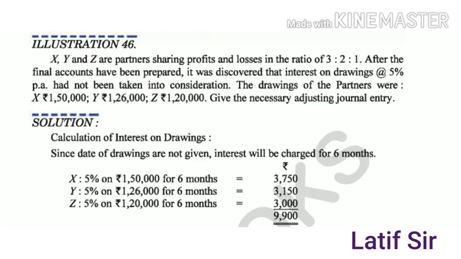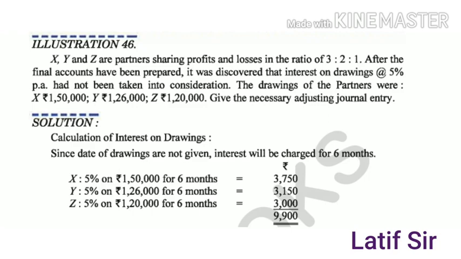The final account, that is P&L appropriation, partners capital account, balance sheet, has been prepared for the last year, but after that it was discovered that interest on drawings at 5% has not been charged to the partners. So you have to charge 5% interest on drawings, which means you have to debit the partners capital account. That has not been provided for.